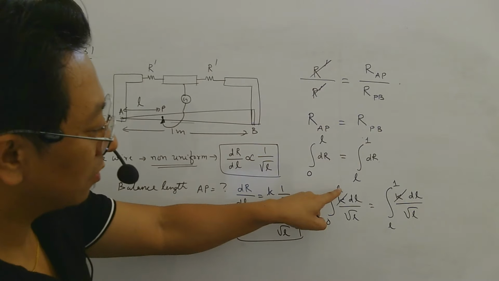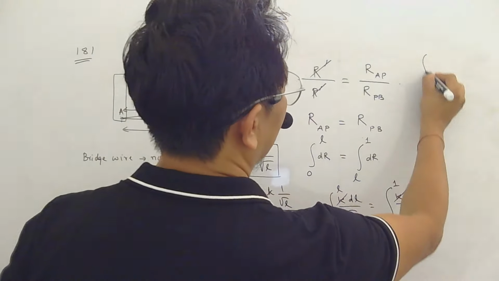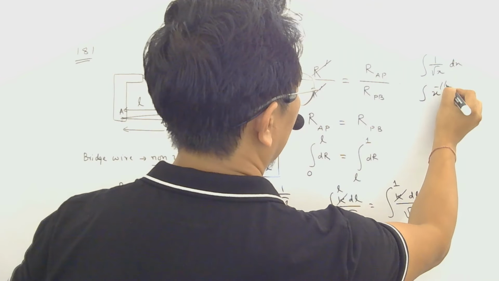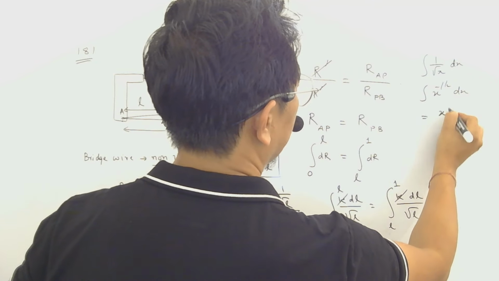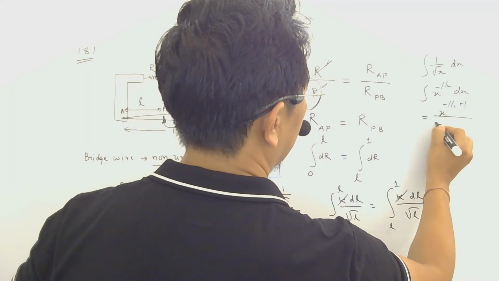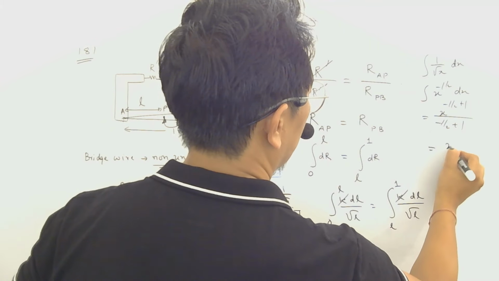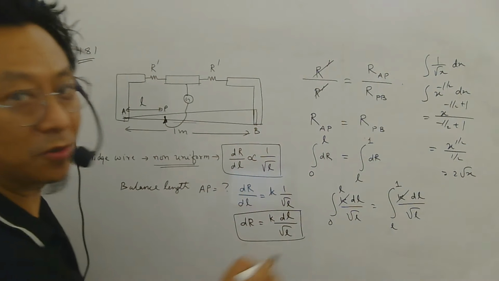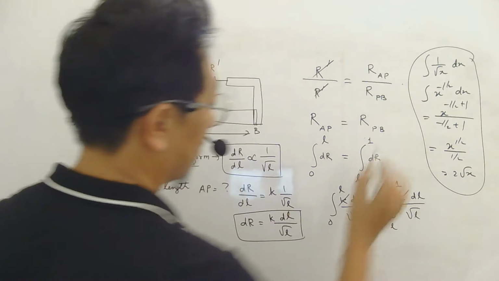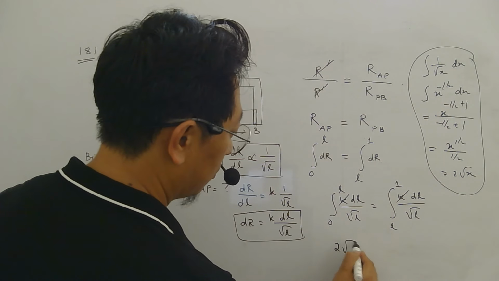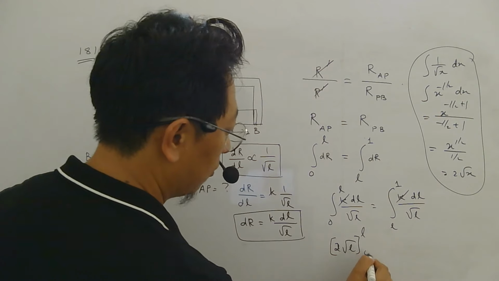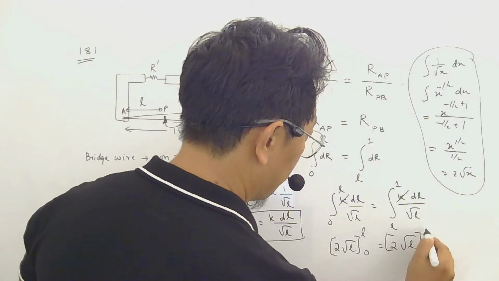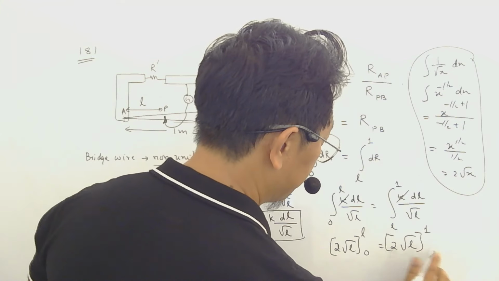Now what is the integration of 1 by root x dx? That is x power minus half dx, which is x power n plus 1 divided by n plus 1, which is x power half by half, which is 2 root x. This basic integration you must know. So this is 2 root L, upper limit L, lower limit 0. This is also 2 root L, upper limit 1, lower limit L, right?